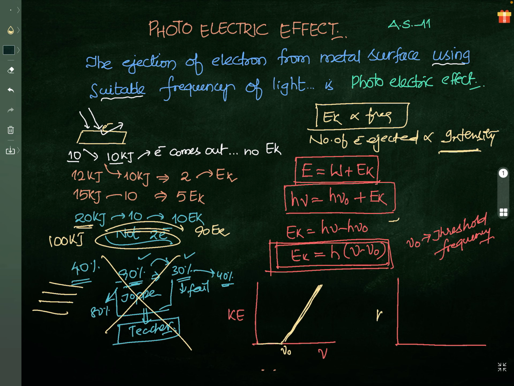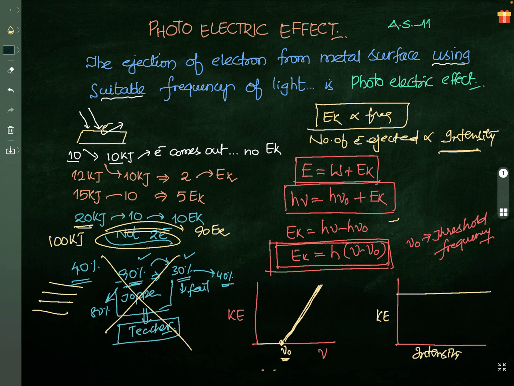And second is kinetic energy and intensity. Kinetic energy is not at all related to intensity, so this will be a straight line. Kinetic energy is independent of intensity. Kinetic energy is directly proportional to frequency, but till this point the electron is coming out, that means this is the threshold frequency. So if you remember this formula and these graphs, that is done.